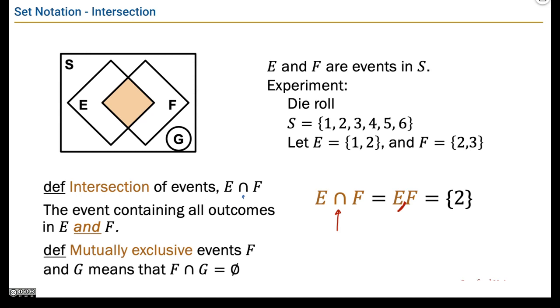And we're also going to define what are called mutually exclusive events. And that means that there are no shared elements in the set. So we say that the intersection is the empty set.